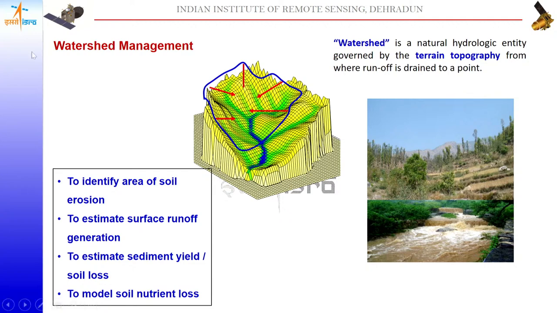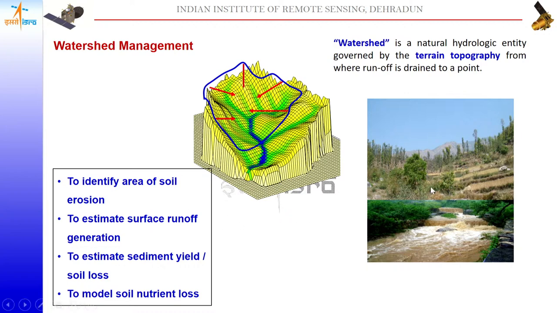We can identify in this watershed the areas of soil erosion, where erosion is taking place more. So you can use the RUSLE model. We can also estimate where runoff generation is highest, because highest runoff generation means highest runoff.